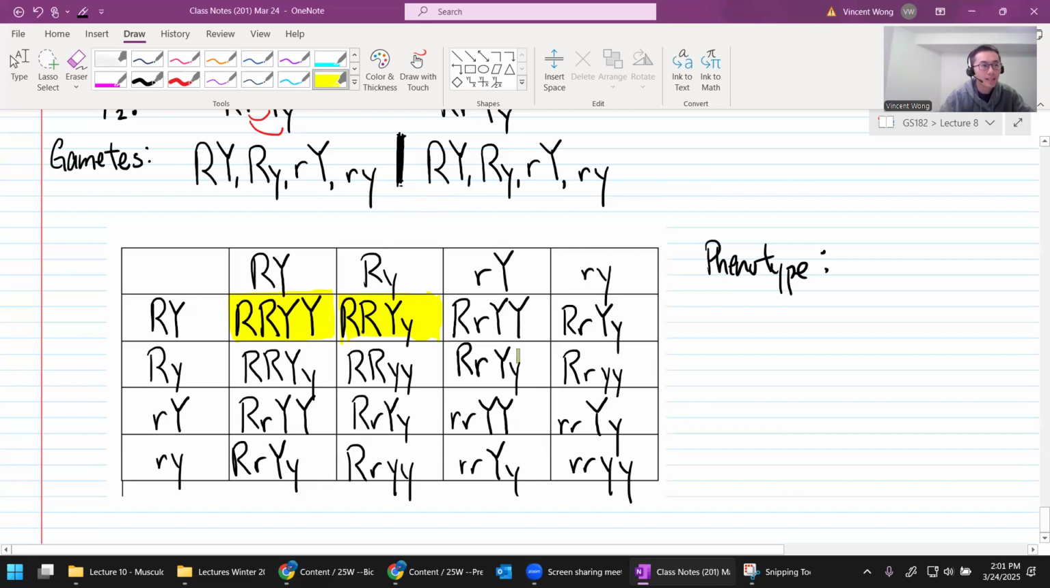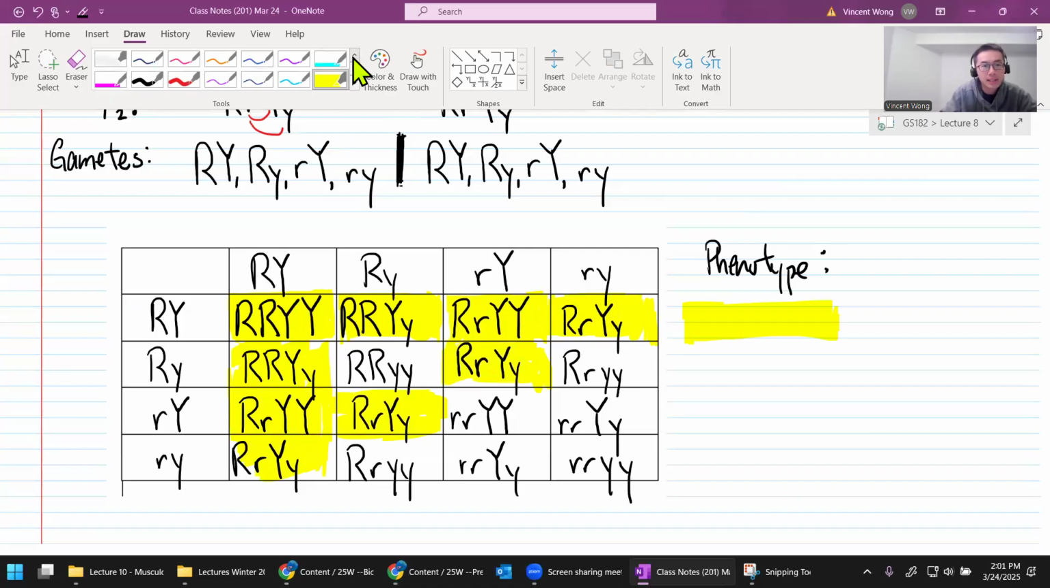Okay, good. I'm getting some answers coming in. Anyone else? Basically, we are looking for anything that has one big R and one big Y. If it has one big R, it will show up because big R is dominant, right? Do you see it? This one right here, right? So 9 in total.